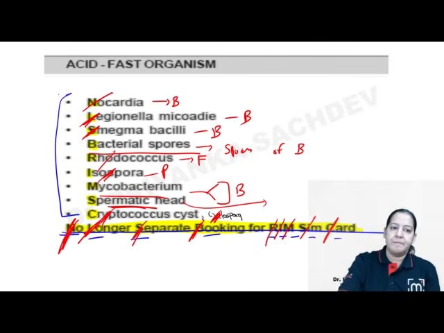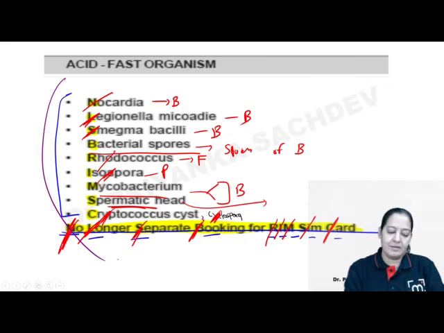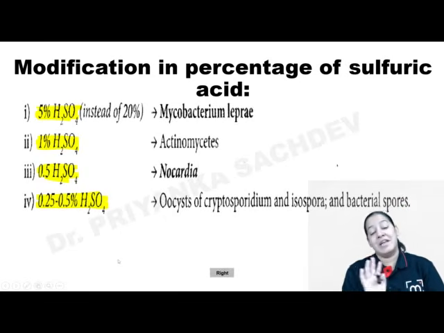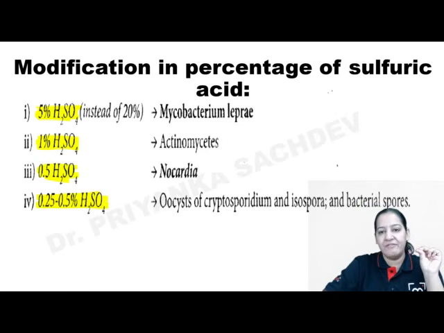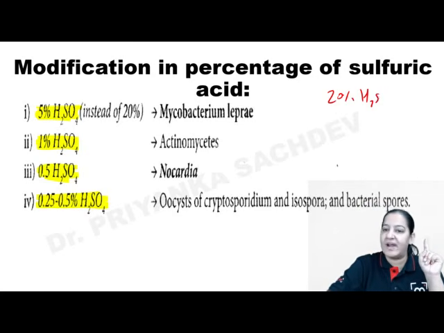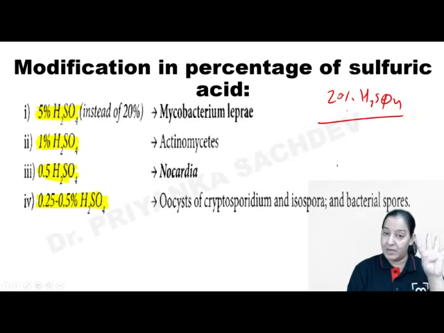And if you want to learn organisms like this, you can learn this. Can I proceed ahead? Now, the last thing is the exception or the modification. As I've told you, as standard we use 20% H2SO4 as a decolorizer in the process. 20% H2SO4. But there are 4 exceptions. You have to learn the 4 exceptions.